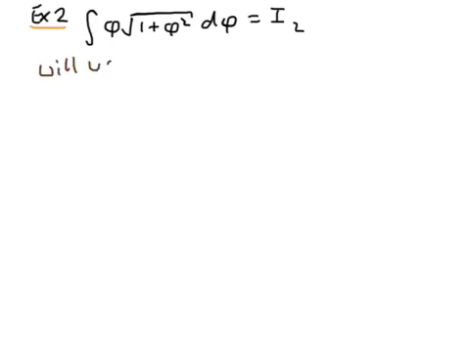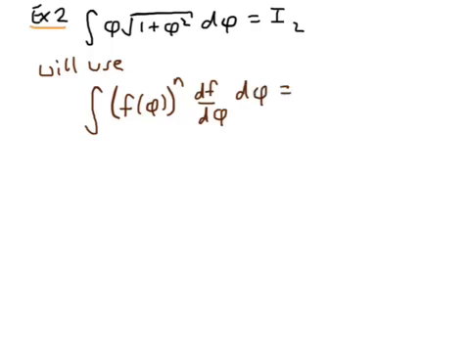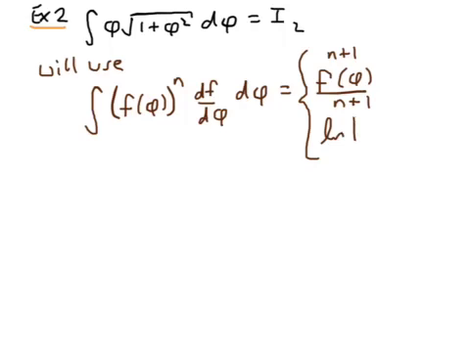So what I'm going to do is I'm going to be using the following version of the substitution formula. So we're going to use that the integral of some function of a variable, let's call it phi, to the power n, multiplied by the derivative of this function with respect to phi, then integrated with respect to phi, is the integral of the function to the power of n plus 1 over n plus 1, or it is the logarithm of the modulus of the function if n is equal to minus 1, and here we have assumed that n is not minus 1, because in this formula here, if n is minus 1, we're dividing by 0.